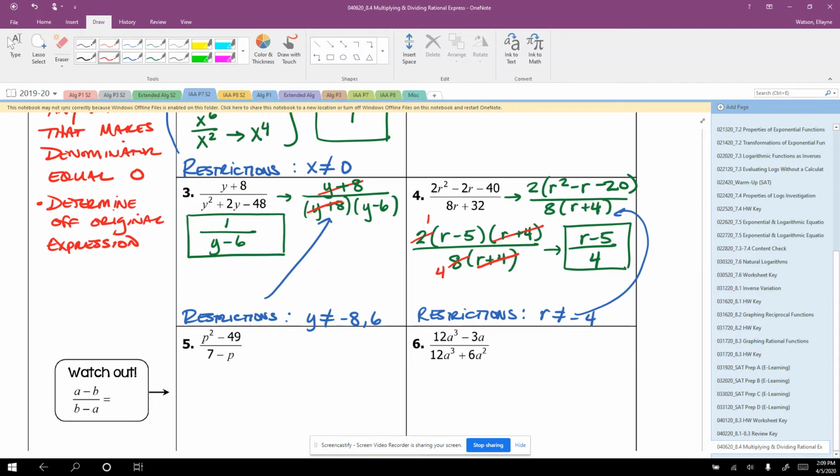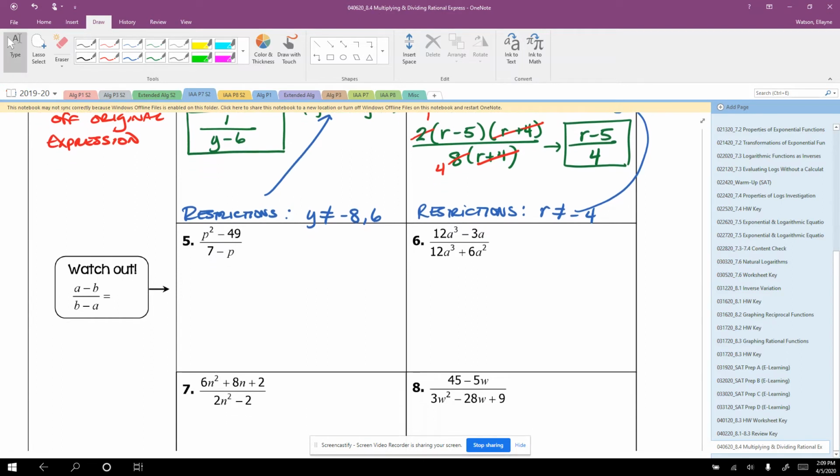Okay, we're going to do one more problem on this page before we flip to the second page, and that's number 5, and that's because of this little box on the outside. This becomes important when we do this problem. So let's just go ahead and start like we normally would and start factoring. The top is a difference of squares. It's going to factor to p plus 7 times p minus 7, and the bottom is 7 minus p.